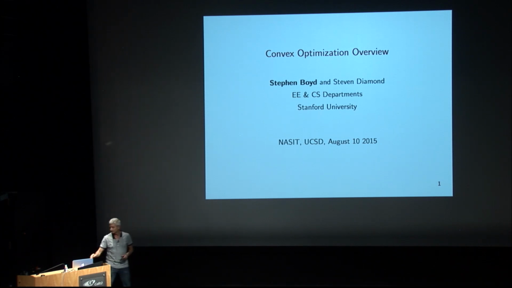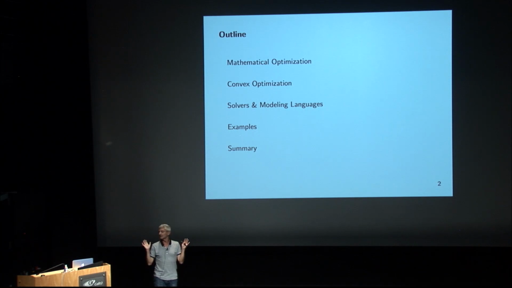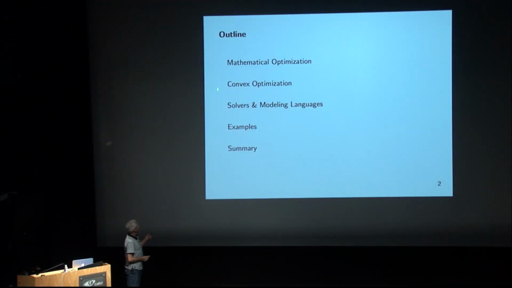So, okay, we're going to go ahead and start. In this first lecture, we're just going to talk about optimization. What is it? Why would you do it? What is it good for? Which problems can you actually solve, and all this sort of stuff. And then we'll look at a special case, convex optimization. That's what this is about.